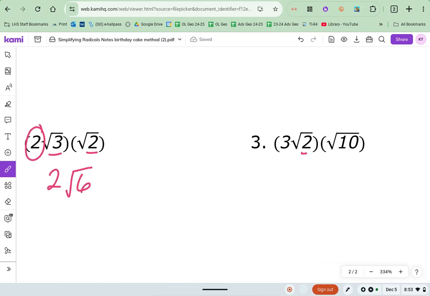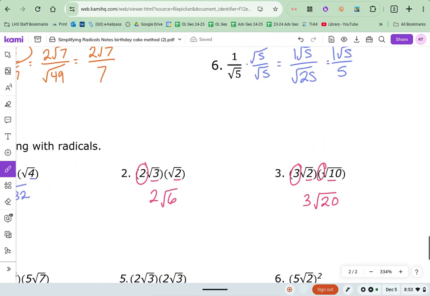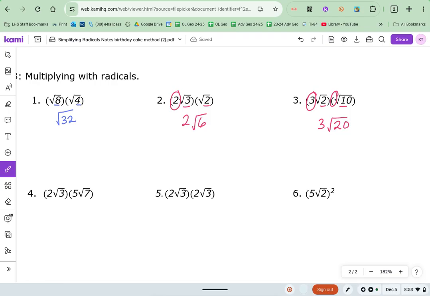For this one, we have a 2 and a 10 that's inside. So 2 times 10 is 20, so we have a square root of 20 that's inside. We have a 3 that's outside. And this, remember, invisible 1, so 3 times 1 is 3, so it's still just 3 outside. You guys try 4, pause the video. When you're finished, unpause it, and we'll check it together.